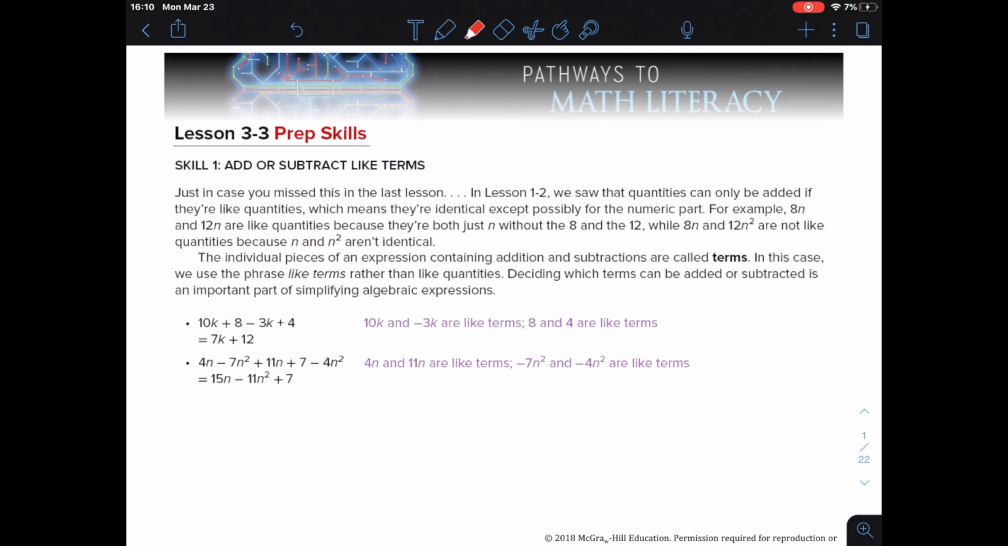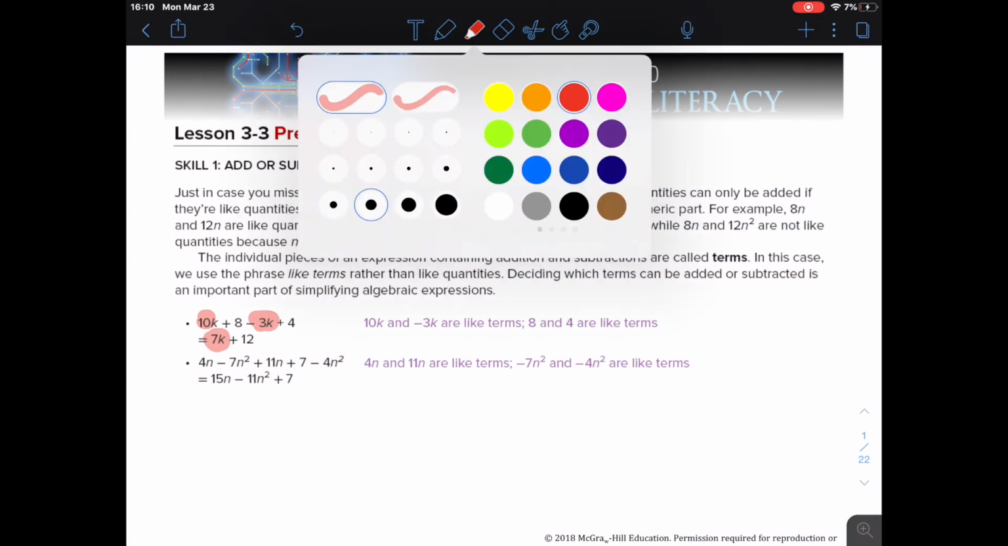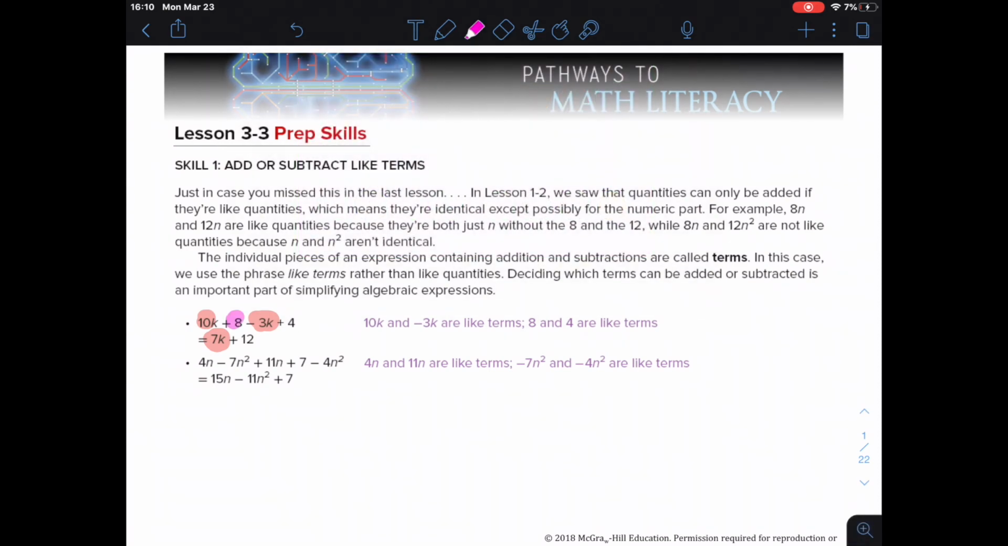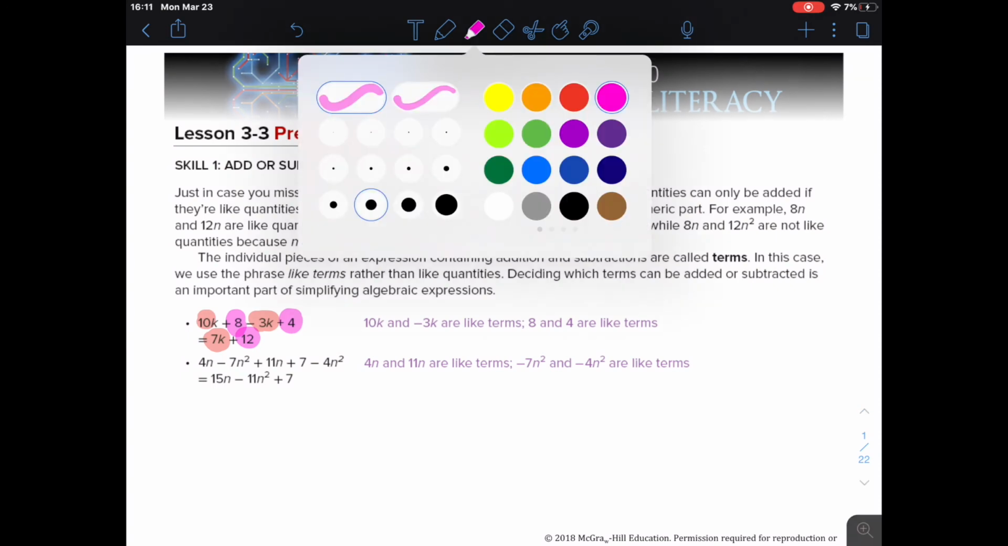So before we begin with lesson 3.3, we want to go over our prep skills. One thing we want to remember is that we can only add things that are alike. If we look at this expression, 10k and minus 3k are similar. If you add them together in total, you have 7k. The 8 and the 4 are similar, so you can add them together to get 12.